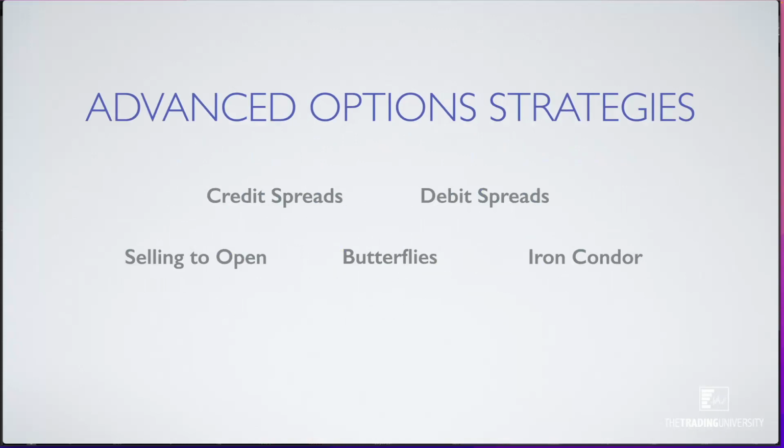There's a lot of advanced option strategies that this presentation doesn't go into, but there's credit spreads, debit spreads. You can sell to open, you can sell naked. There's butterflies, there's iron condors, and all of that will be covered in an advanced option strategy presentation at a later date. Right now, we're going to focus on the buy to open, the simple option strategy.